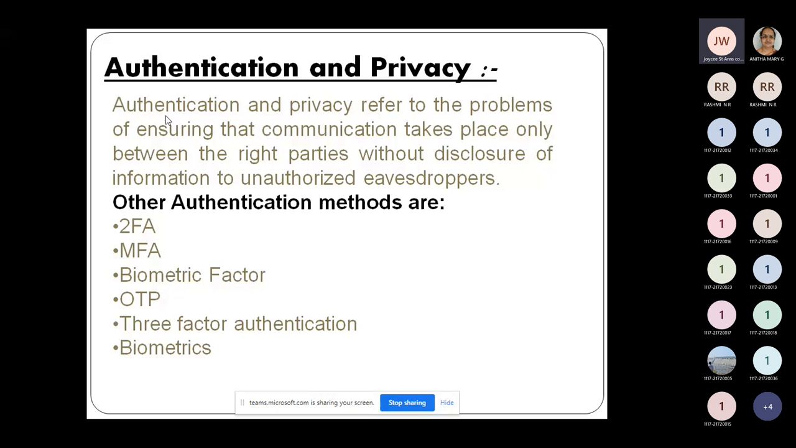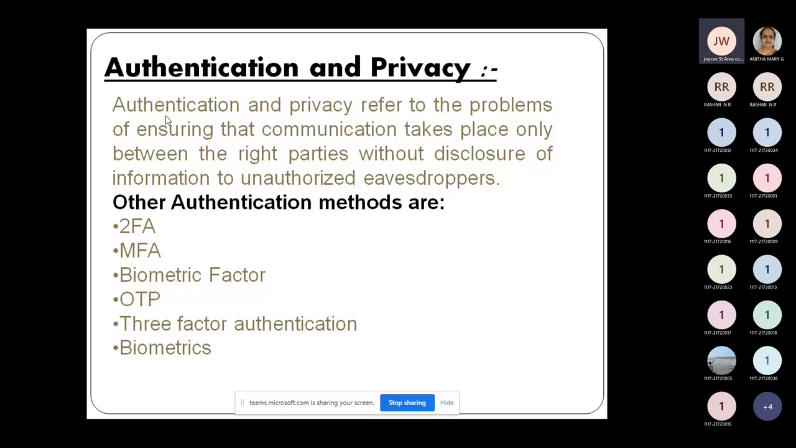Based on the authentication, we have different types: two-factor authentication, multi-factor authentication, biometric factor, OTP, three-factor authentication and biometrics. First we'll see two-factor authentication. Two-factor authentication is nothing but an extra layer of protection. The first factor is the password, which checks that you are a valid user. The second is a verification code, text printed or received on a mobile. Based on that code only will we be able to go into that website. So that is two-factor authentication.